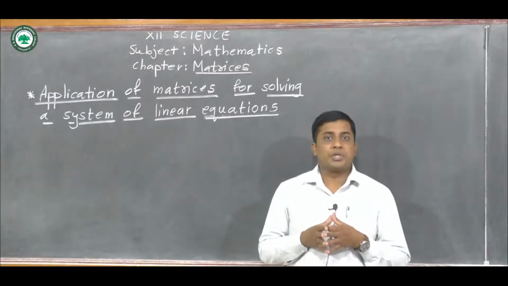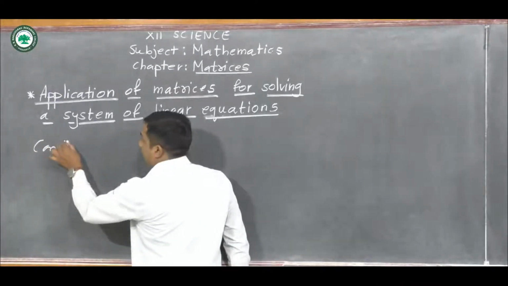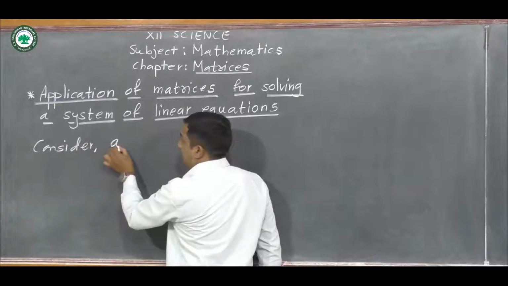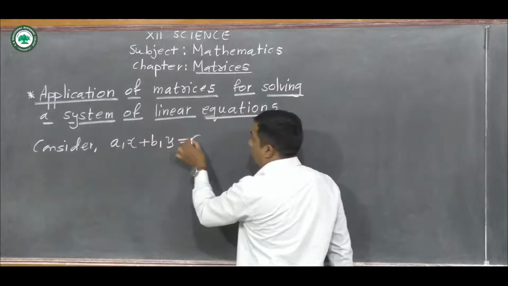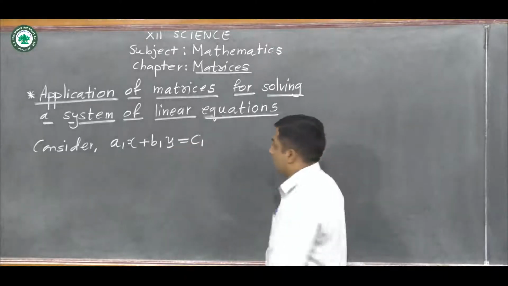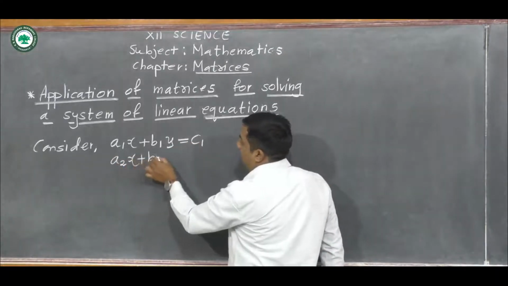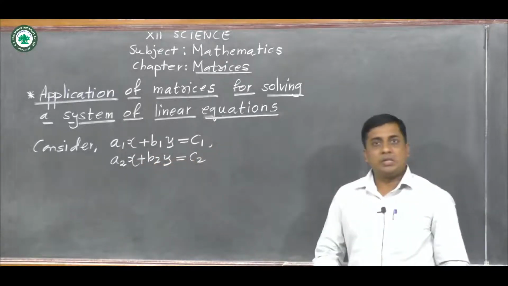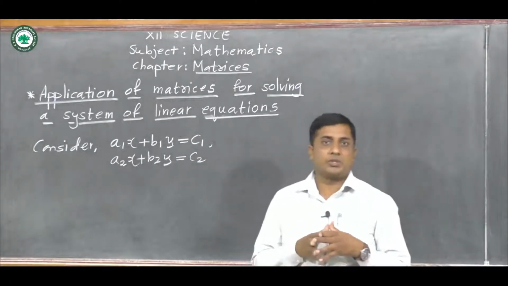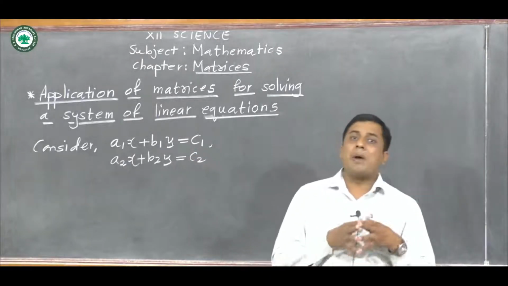Before going into this concept, firstly we see how to convert a given linear equation into a matrix equation. For this we consider two equations. The first is a1x plus b1y is equal to c1, and the second is a2x plus b2y is equal to c2. We consider these two linear equations.